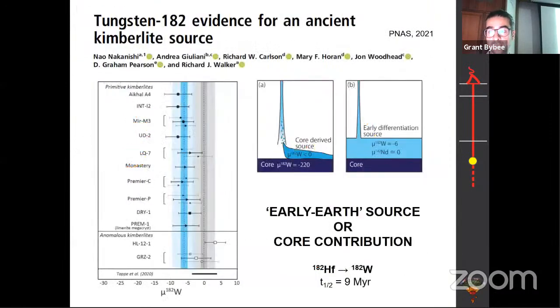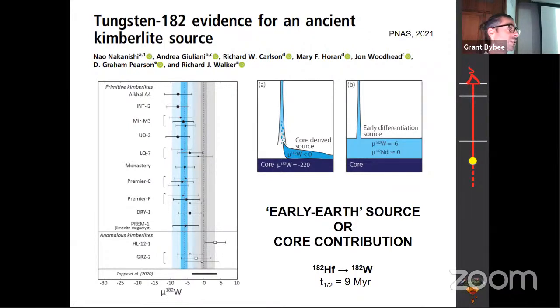The last slide before I move on to the carbon cycle is this very recent work that just came out a couple of months ago. Nakanishi and Rich Walker in the lab measured a bunch of kimberlites with a sort of primitive composition, as well as a couple of kimberlites with a geochemically enriched composition. They found that the primitive-like kimberlites have a negative tungsten-182 anomaly compared to their laboratory standard, whereas the more enriched kimberlites do not have this anomaly.